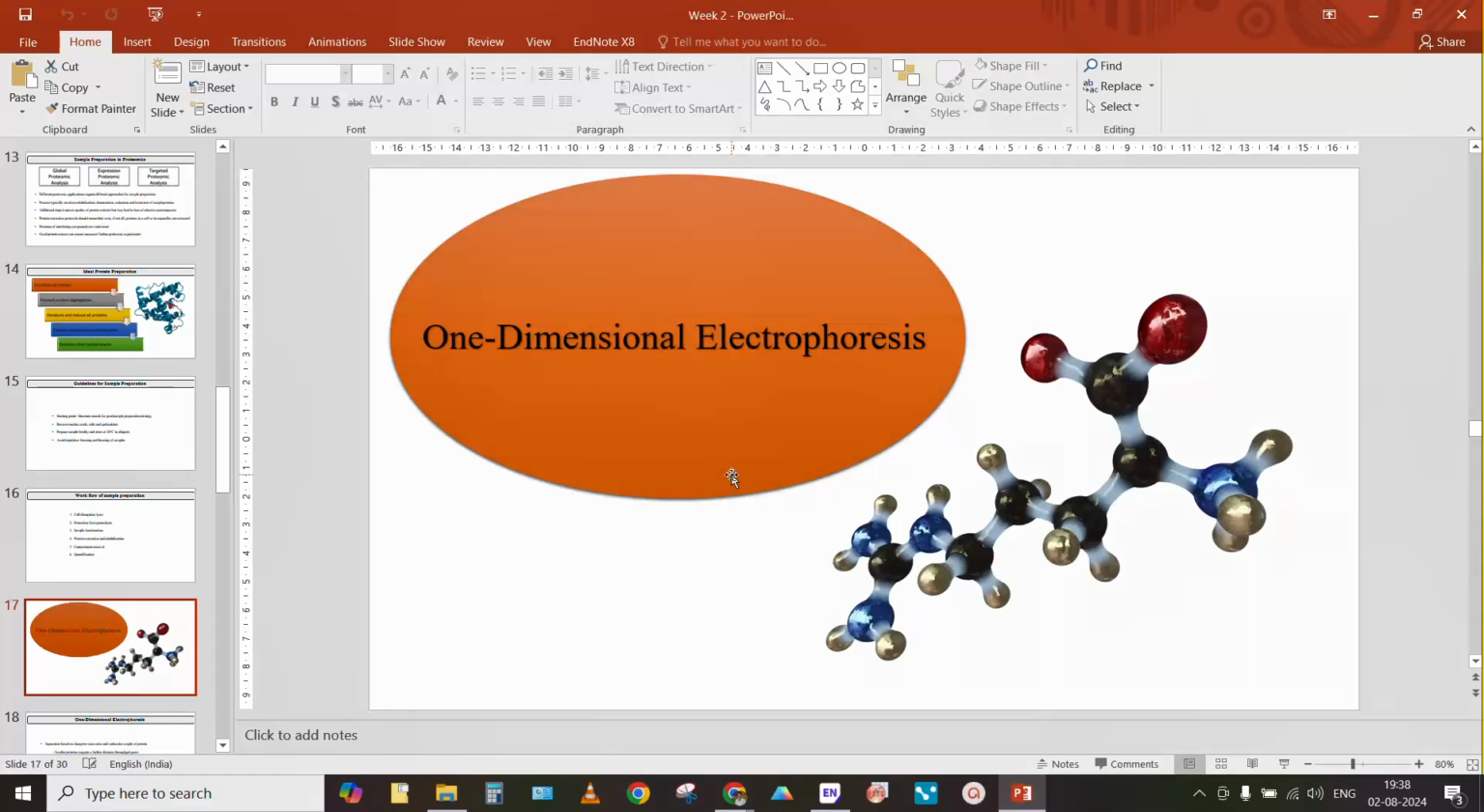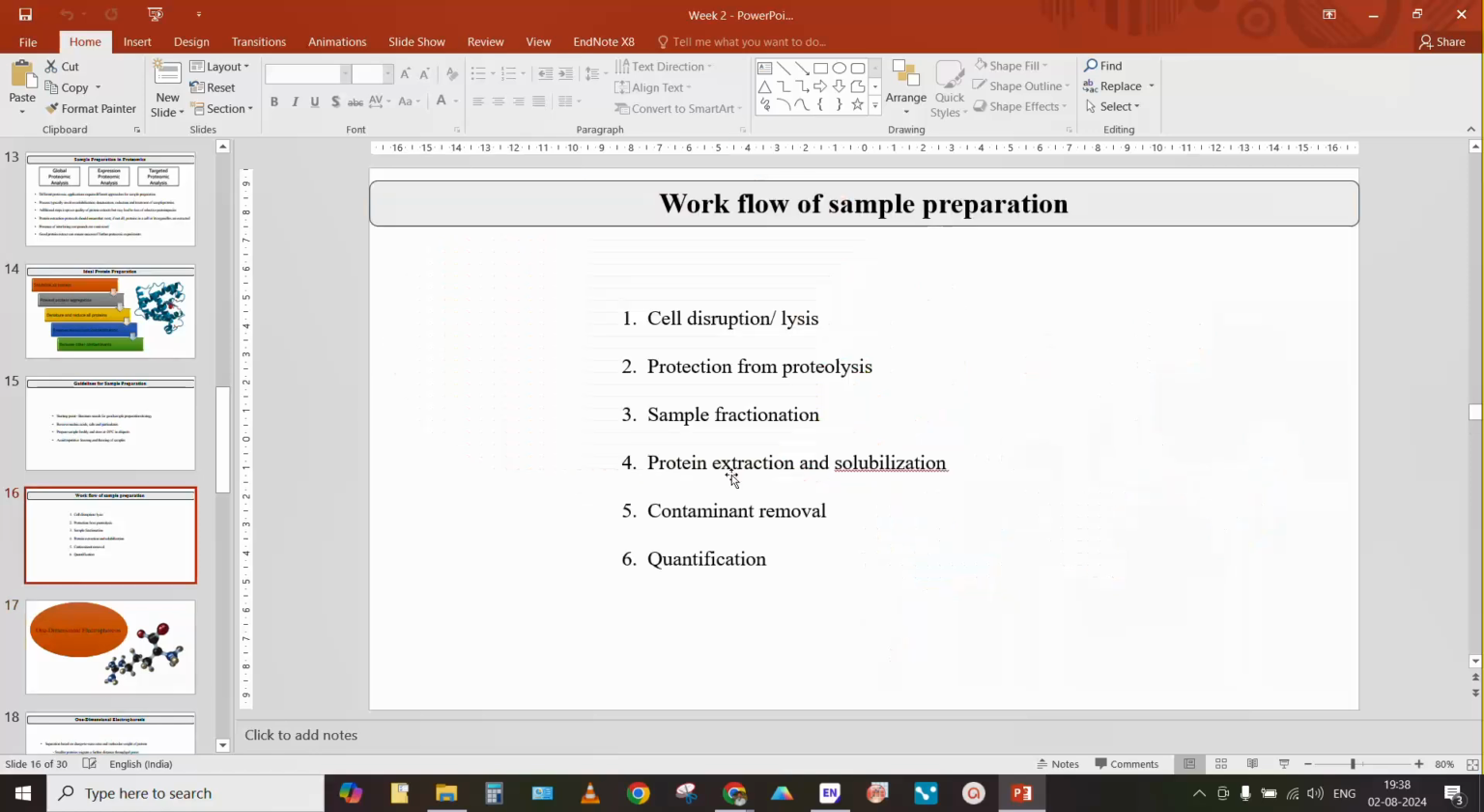So the last topic is one-dimensional electrophoresis. Okay, but we left protein extraction. Sorry, the fourth one is left. The contaminant removal and quantification I've already discussed in the previous slides. Protein extraction and solubilization was left, so I'll cover this also.